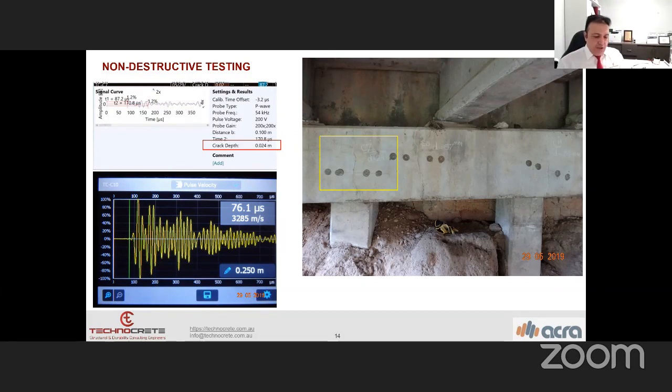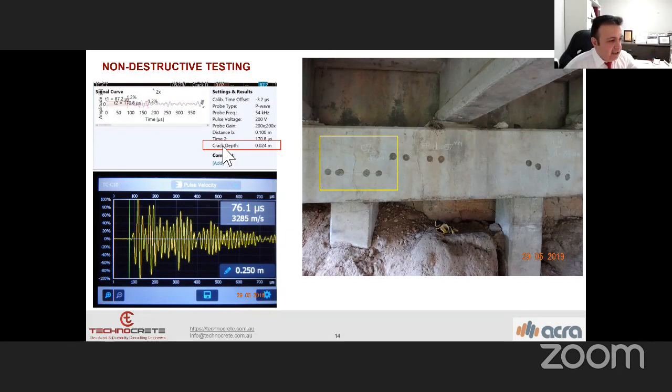What we do, we use BS 1881 Part 203 for the measurement of the cracks. You can find this method and procedure through the British Standard. And on the left-hand side, this is the outcome of the ultrasonic technology, which we use to measure the depth of the cracks. It's important to know the depth of the crack in order to specify and propose a proper repair system.